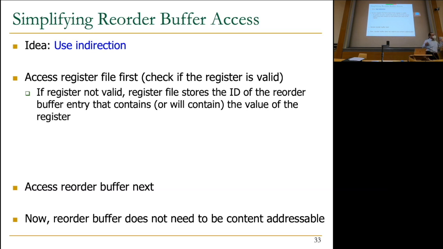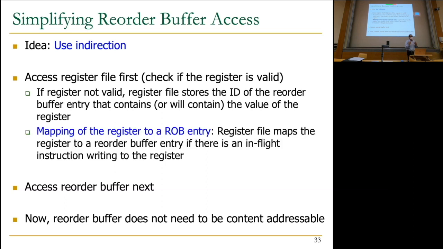So we basically have an indirection that points from the register file to the reorder buffer entry. And that's how you can connect the instructions nicely. Okay, so basically now we've mapped the register to a reorder buffer entry, if there's an in-flight instruction writing to the register, of course, meaning the register is invalid in the register file.